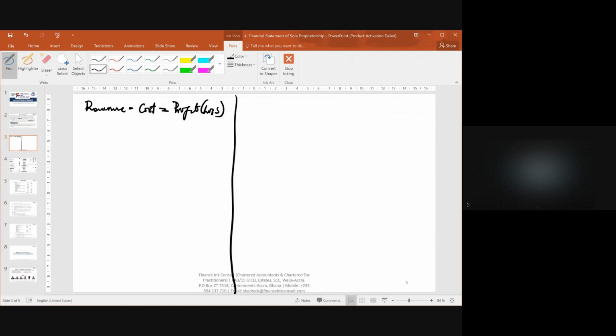Just that our revenue may be made up of two things. One, main revenue, then two, other revenue. So main revenue has to do with, yeah, main revenue. So if we are into trading, then our main revenue will be coming from what? It will be coming from sales.